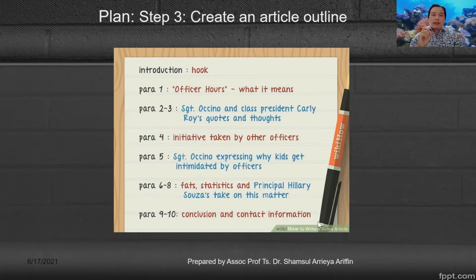Okay, so in paragraph 1, you can say what it means, what you want to try to write, yeah? And then paragraphs 2 and 3, for example, like this case is like a police case.